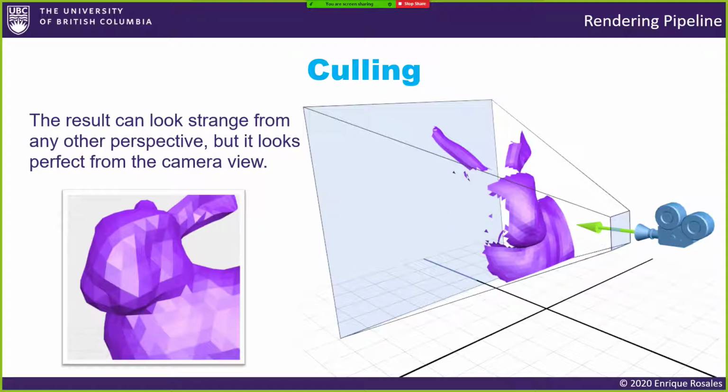And this is the result. It can look very weird if we are seeing the object from another point of view, but from that camera in particular, with that field of view, the result will be perfect, right?